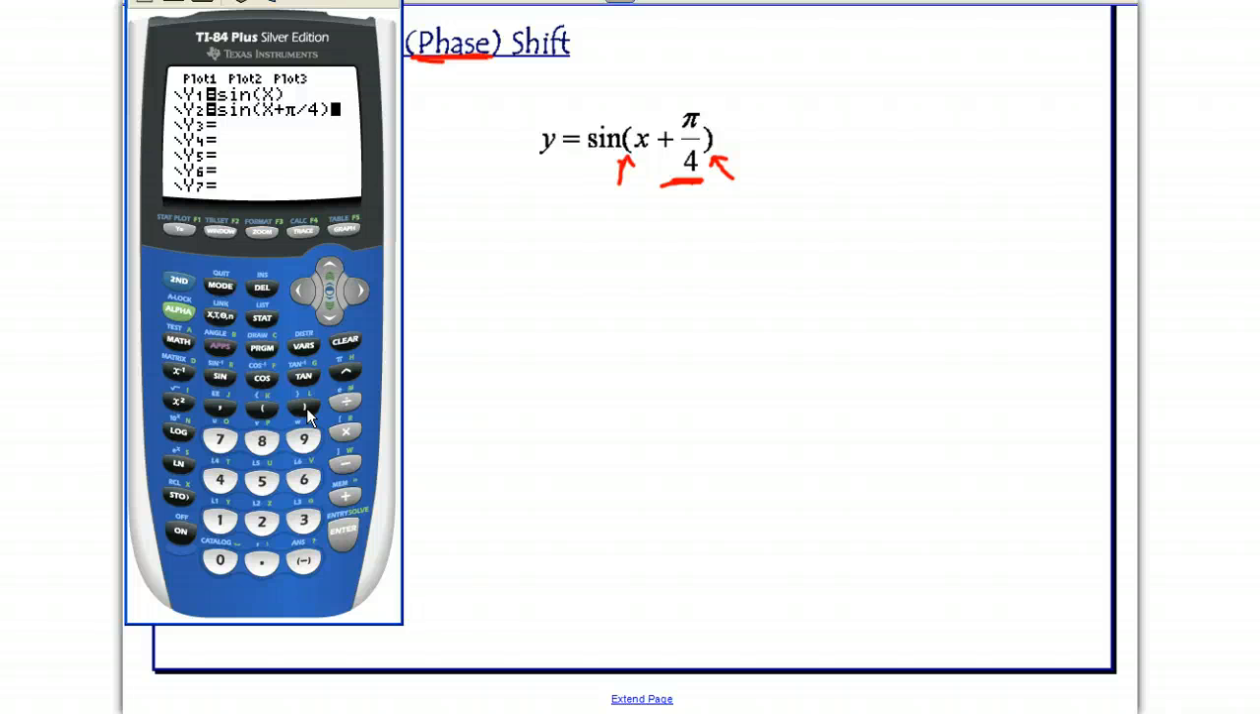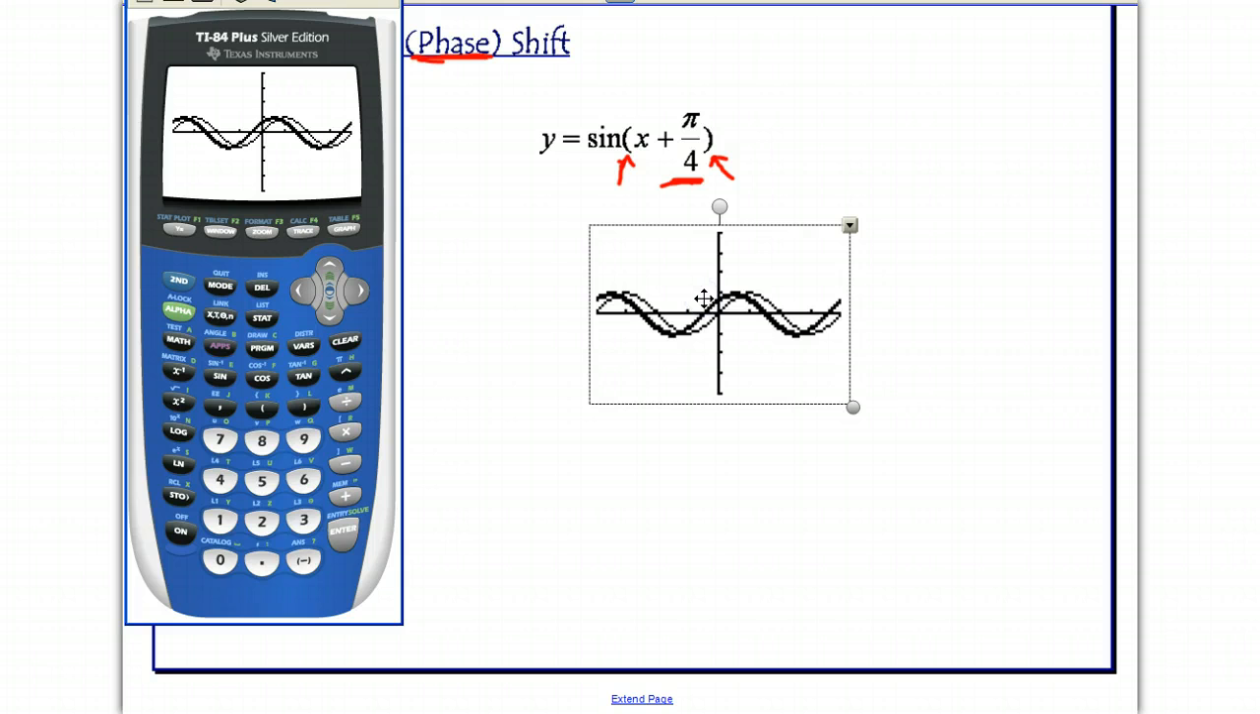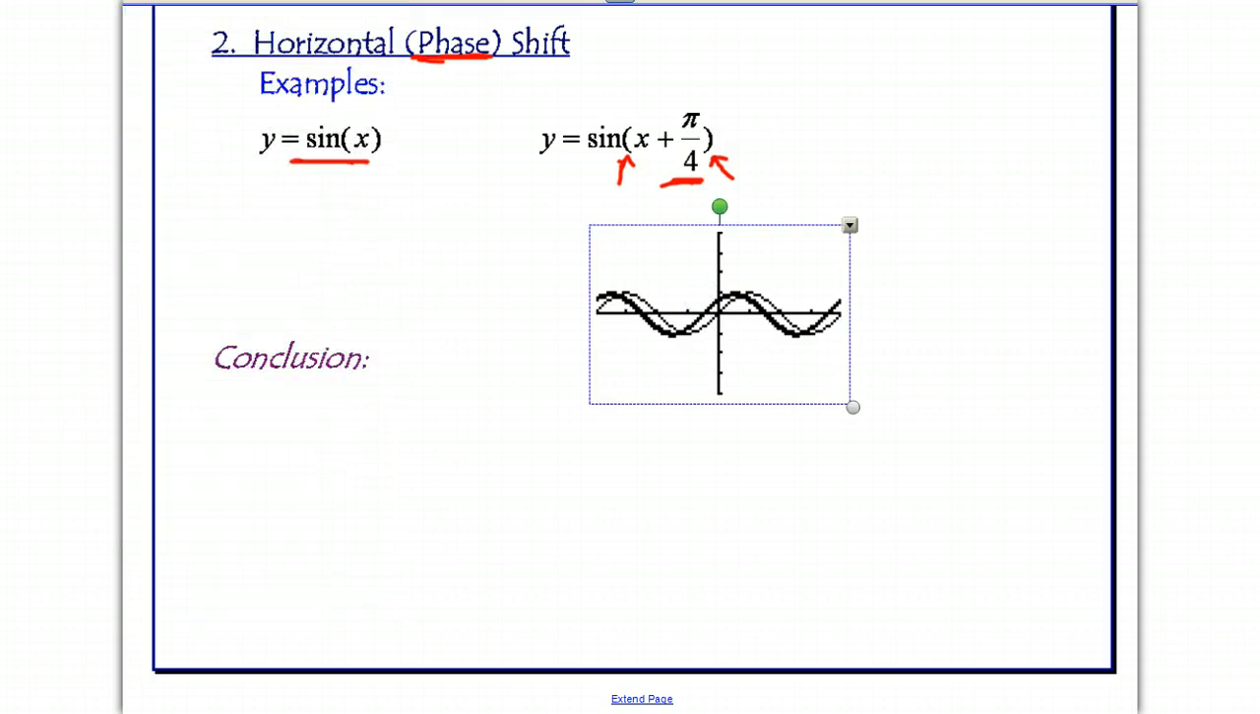Keep our same window, and let's watch these. Let's actually make the second graph darker, just so it's a little easier to tell which is which. All right, let's hit graph and see what we've got here. Here's your sine graph. Looks like our regular sine graph. X plus pi fourths. And it moves it. It certainly moved it left or right. And you could argue, well, I think it moved it right. I think it moved it left.